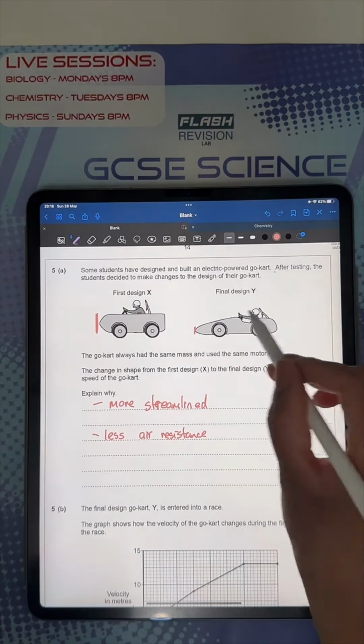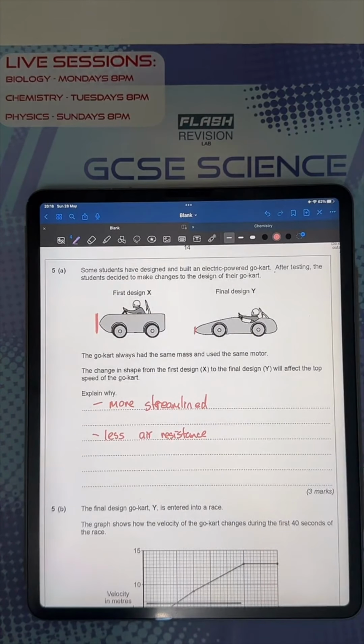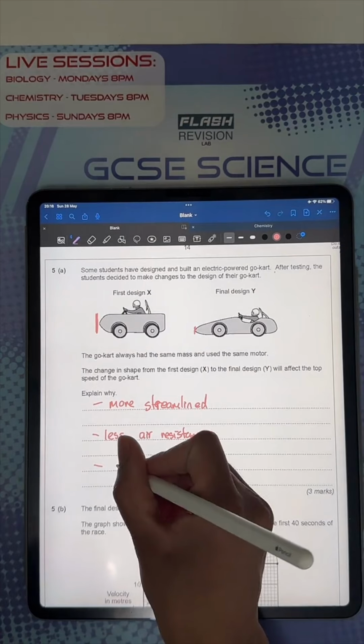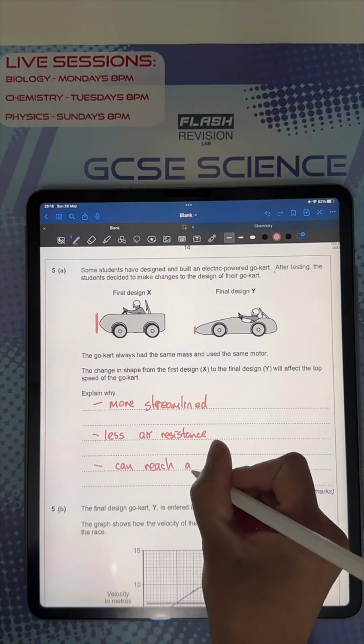So streamline means the air resistance is less of an effect on it. So those are 2 of the marks: more streamlined, less air resistance. Therefore, what's the third mark for? Yeah, goes faster, can reach a higher speed.